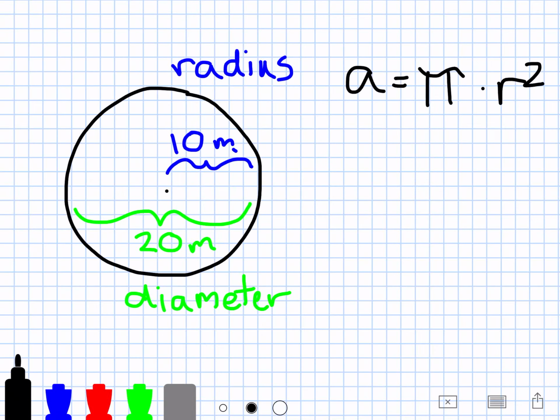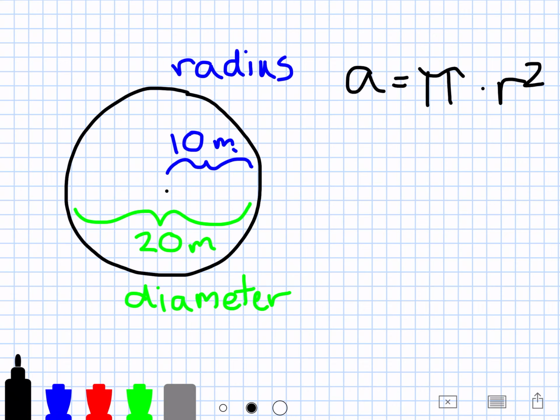Today we're going to go over how to find the area of a circle. So before we get into that, we need to go over a couple of basic vocabulary terms so that we can get started. You can see that the radius is the distance from that center point all the way to any of those outside edges in that circle. And it's always going to be 10 meters in this circle.